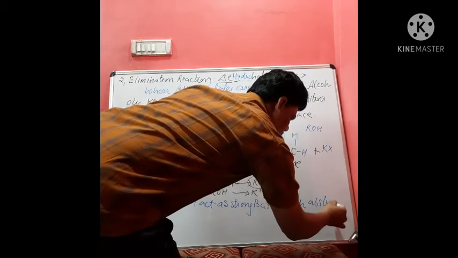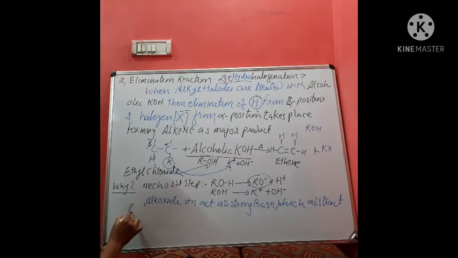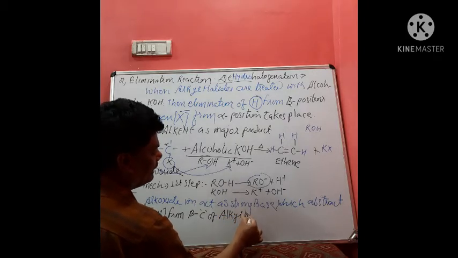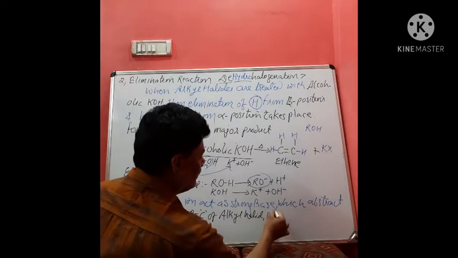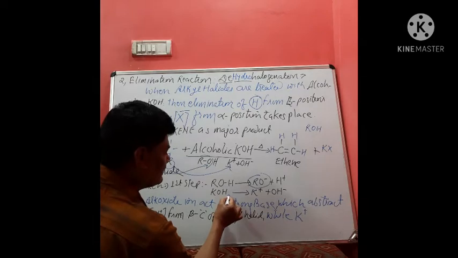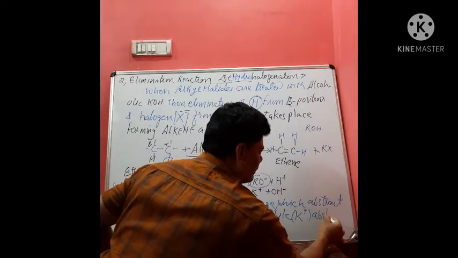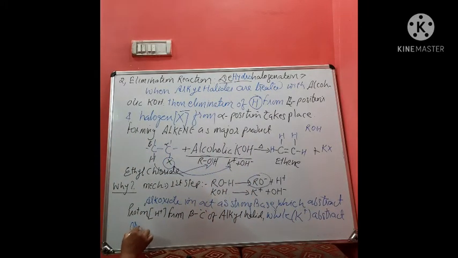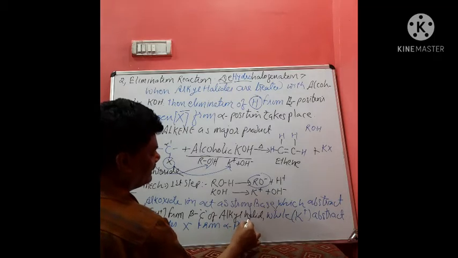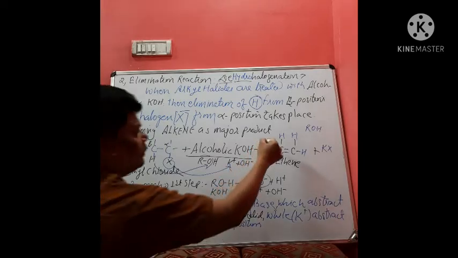The strong base abstracts a proton, that is H cation, from the beta carbon of the alkyl halide, while K cation, that is potassium cation produced by its ionization, abstracts or eliminates X anion from the alpha position.